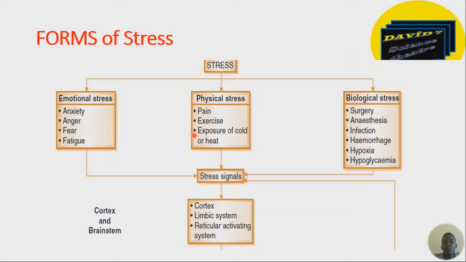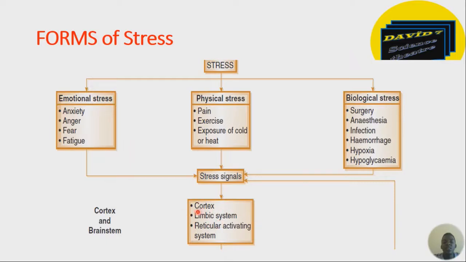exercise, exposure to extreme temperatures, that is causing physical stress. Emotional stress can occur in anxiety, anger, fear, or fatigue. All these three forms, biological, emotional, and physical, cause stress signals to be sent to the limbic system. The limbic system will include the hypothalamus, amygdala and the like.